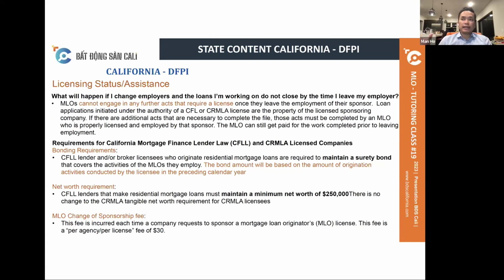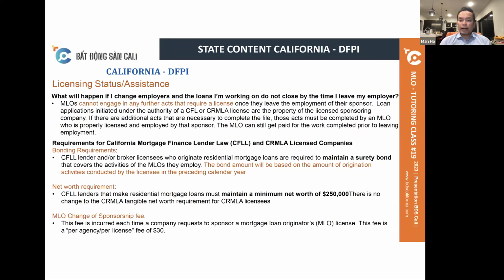And a surety bond is an amount of money that is more like an insurance, right? Just in case something happens, you have a surety bond to help pay for the mistake that you make, okay? Or the people that work under you or work under the company, okay? The surety bond covers the activities of the MLOs they employ. So if the MLO did a bad thing, if the MLO made a mistake, and there are costs associated with that, then the bond will pay for it, and this bond is called a surety bond.